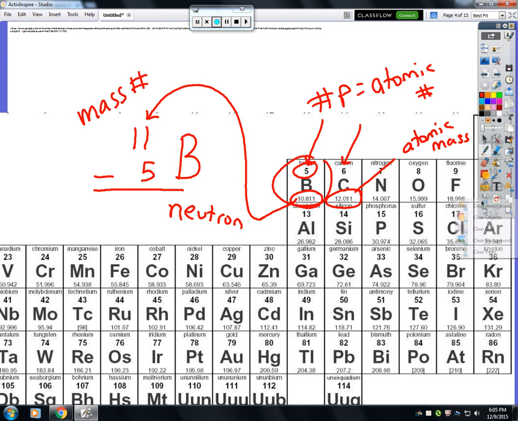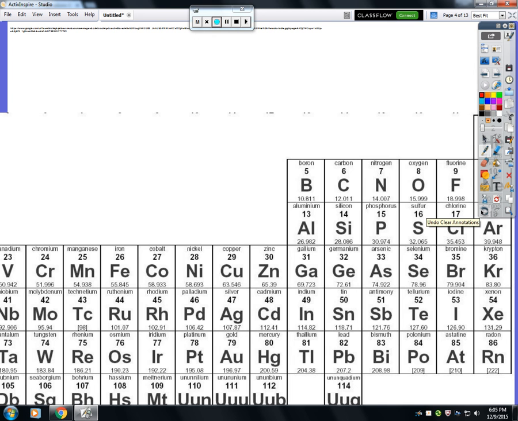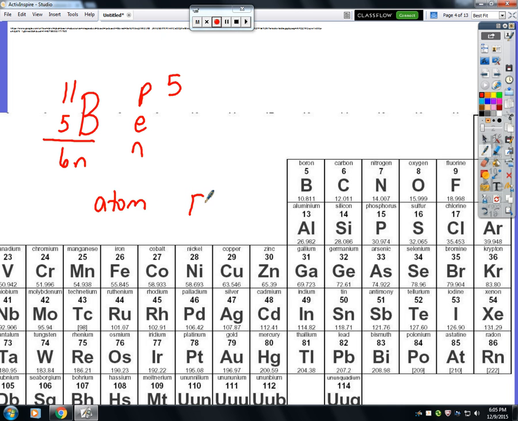So if I was to do this for boron, we'll do a couple of examples here. Boron would be 11, 5. I subtract, I get 6. So the protons, electrons, and neutrons for boron are 5 protons. It's an atom, right? So the protons are going to be equal to the electrons, positive equal to negatives, so there's no charge. So therefore I know that these are equal right here.